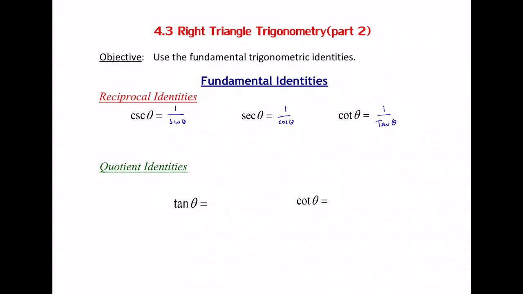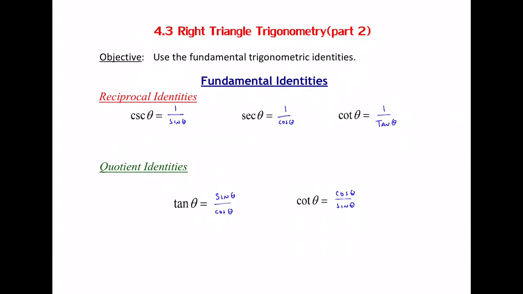The quotient identities for tangent and cotangent are: tangent is sine of theta over cosine of theta. And if that's true, then cotangent of theta would be the reciprocal of that, which would be cosine of theta divided by sine of theta. Let's talk about why that actually is, though.